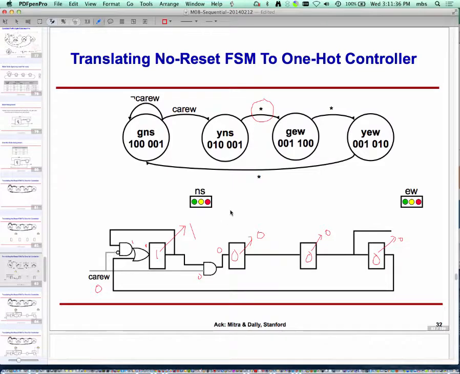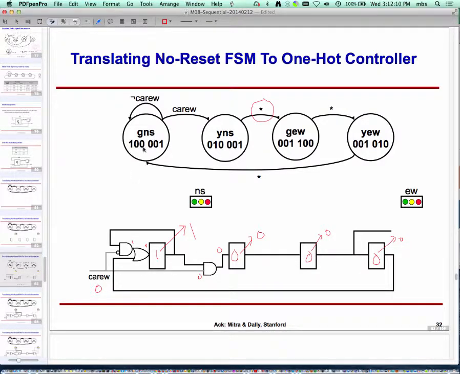And for these three states, for YNS, the answer was I'm going to be in YNS in the next clock tick if in the current clock tick I am in GNS and car east-west is high, which is why I get this AND gate out here. For GEW, I say I will be in GEW if currently I am in YNS, and therefore all I have is a wire. For YEW, again, I will go to YEW if currently I am in GEW. That's the only condition, so that's why there's a single wire out here.